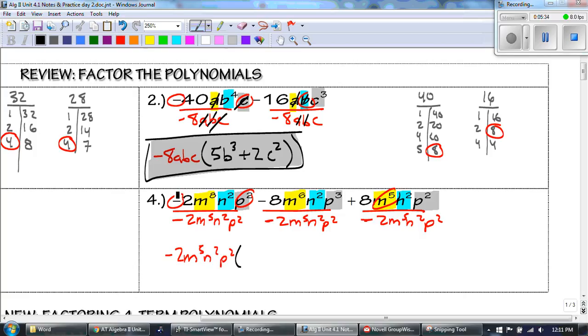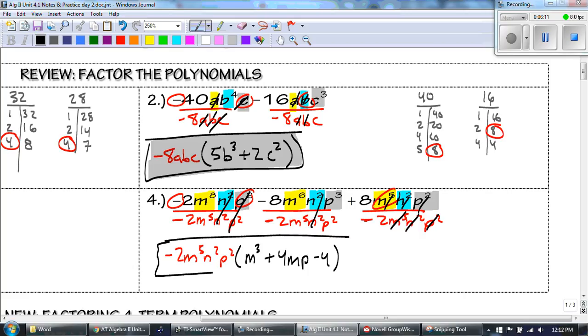And then we're going to divide everything. So -2 divided by -2 is 1. M to the 8th over m to the 5th, so we get m cubed, and the n's and the p's cancel. -8 divided by -2 is a +4. M to the 6th and m to the 5th is m. Our n's cancel, and p's don't cancel. We'll have 1 p left over. And then 8 divided by -2 is -4. Our m's, our n's, and our p's cancel.